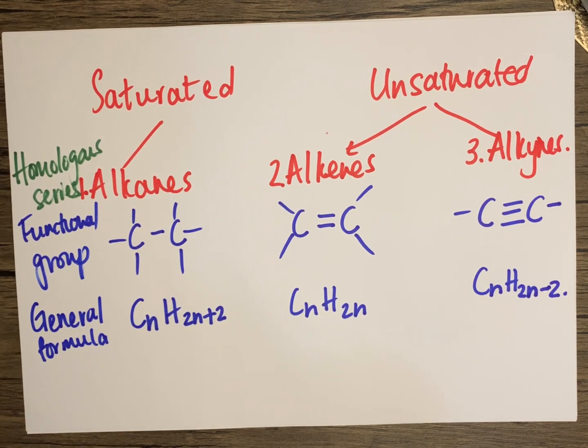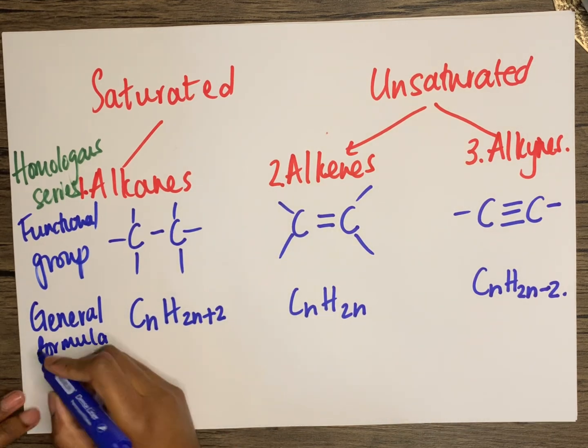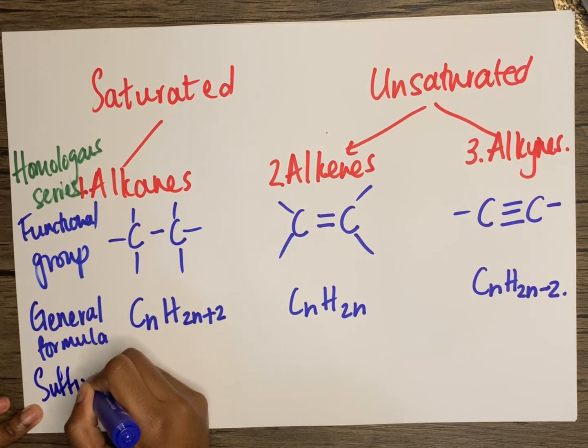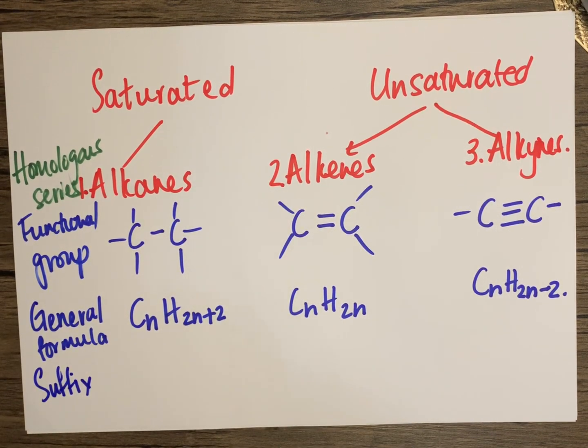And then there's usually, when we are naming them, because I said we can represent the molecules using structural, molecular, condensed structural formulae, but we can also describe them using names. When we're naming them, we also have special suffixes at the end of the name to differentiate the different functional groups, right?